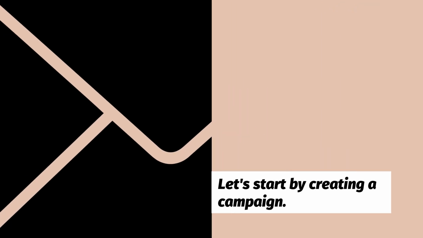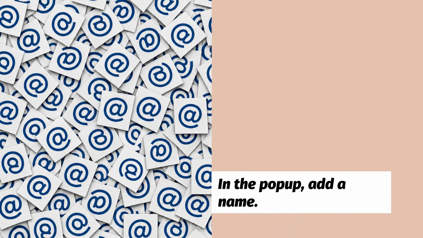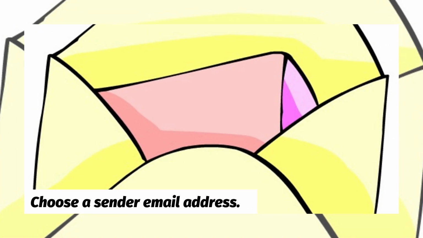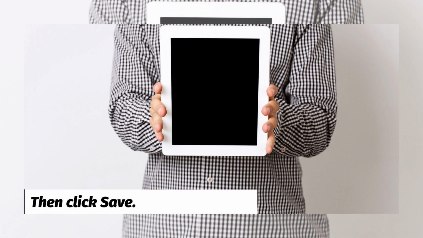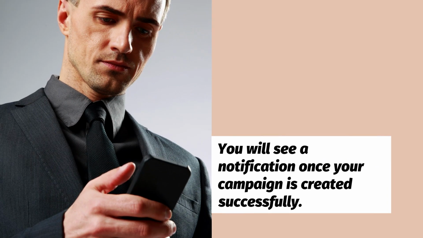Let's start by creating a campaign. Go to the Campaigns section under the Emails tab. Click Create. In the pop-up, add a name. Choose a sender email address. Add a description for your campaign. Then click Save. You will see a notification once your campaign is created successfully.